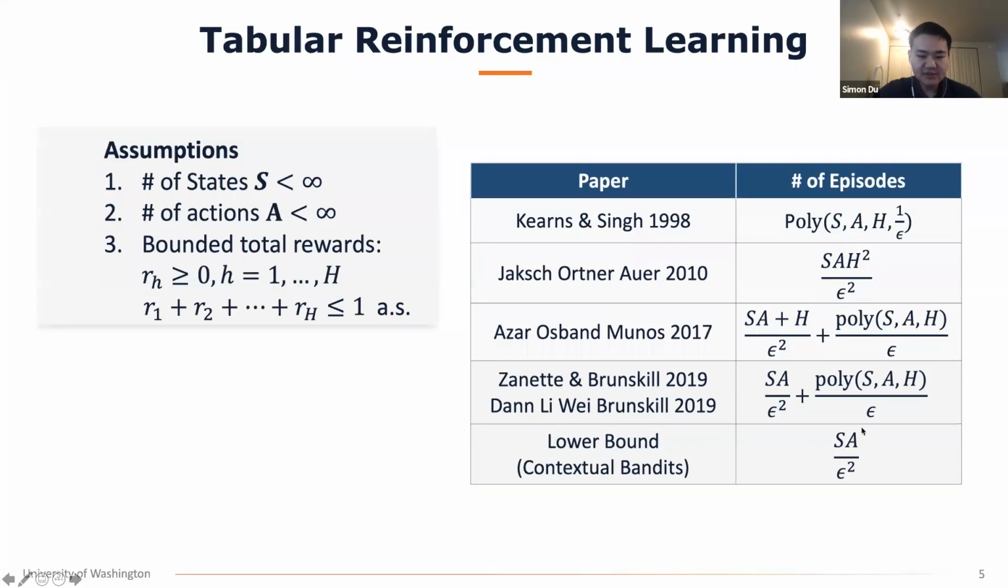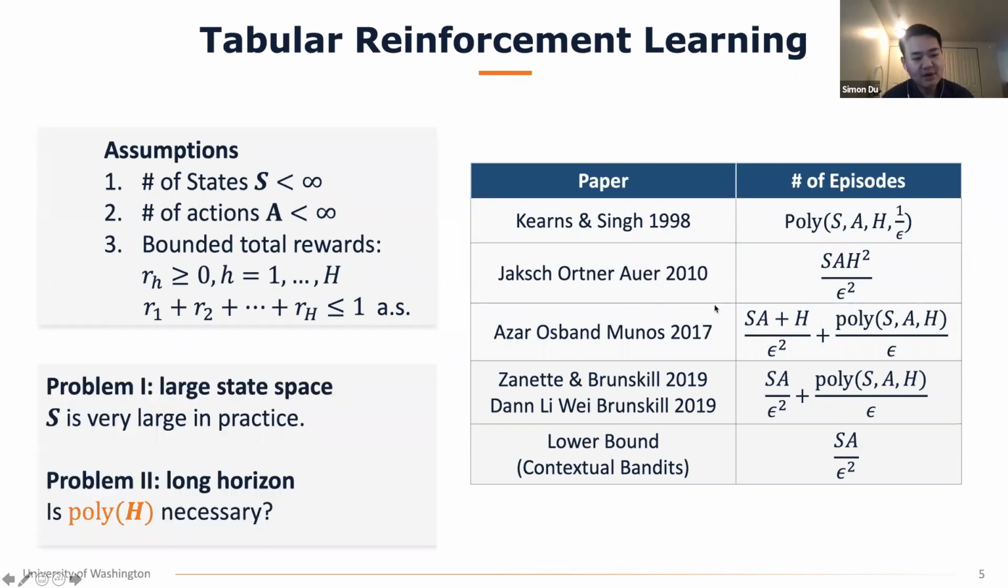So here there are 2 questions that people want to answer. First, in many real-world problems, the state space is very large, so we don't want to have a sample complexity bound that directly depends on the number of states. And secondly, it's more theoretical: you can see here the lower bound has nothing to do with H, but all the upper bounds have a polynomial dependency on the planning horizon H. So we don't know whether this polynomial dependency is really necessary or not.